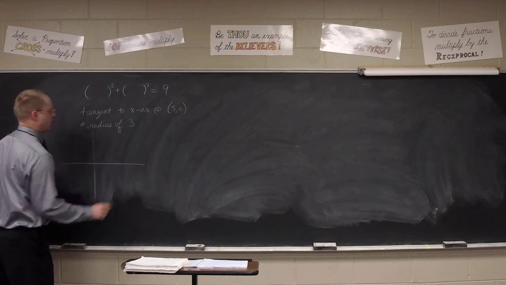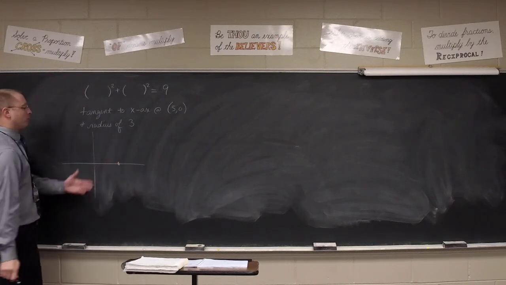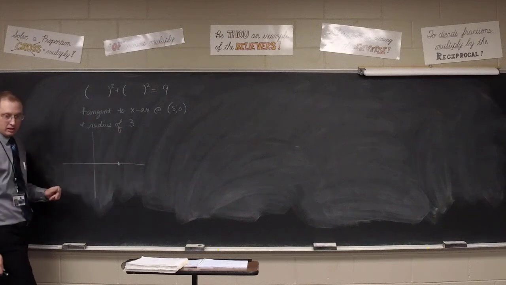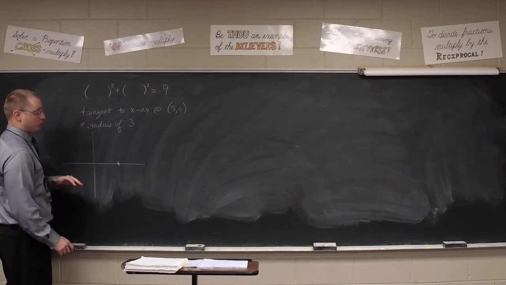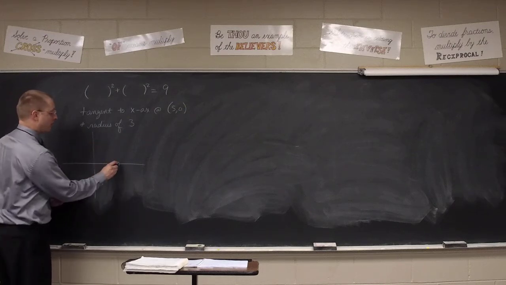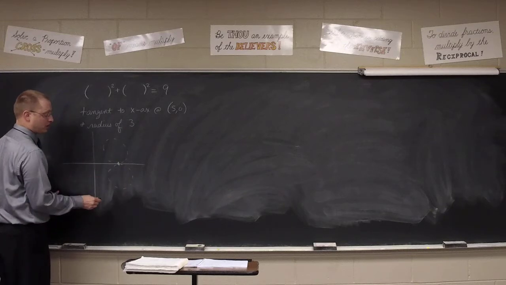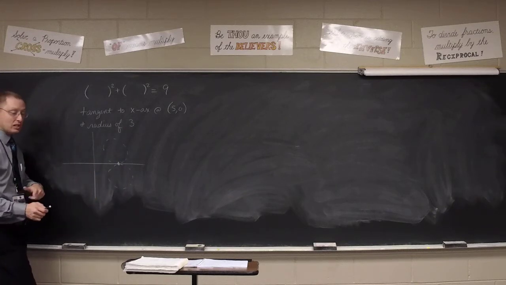Again, let's draw a sketch. Tangent to the x-axis at 5, 0. Well, what would a circle look like if it's tangent right here? It just touches it once, so I could put a circle on either side, right? Either a circle here or a circle here. Either way, the radius is 3.